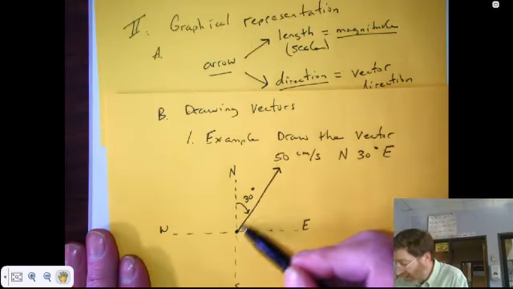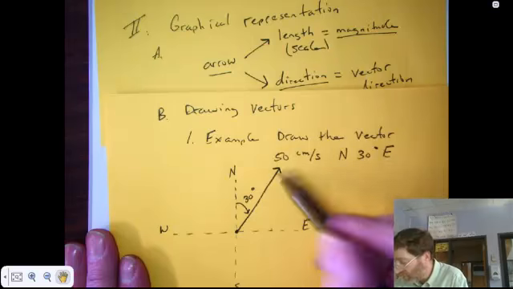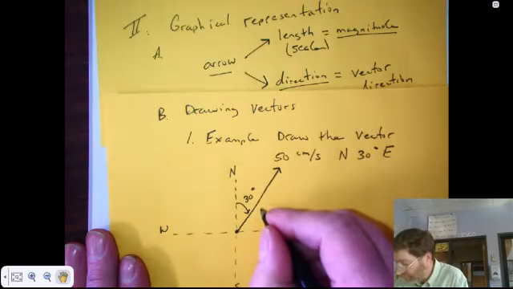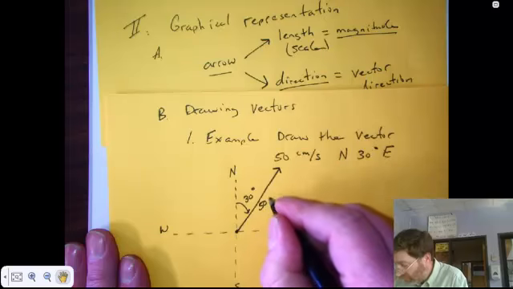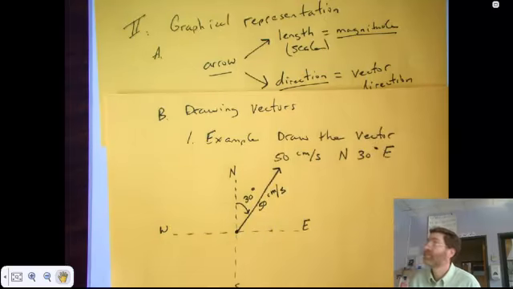And we know that the magnitude corresponds to the amount of the velocity. This magnitude would correspond to 50 centimeters per second. That's the vector, right? Just that arrow. So pretty simple to draw.